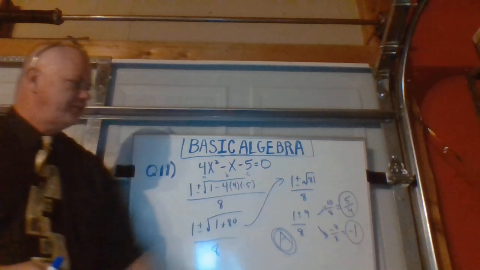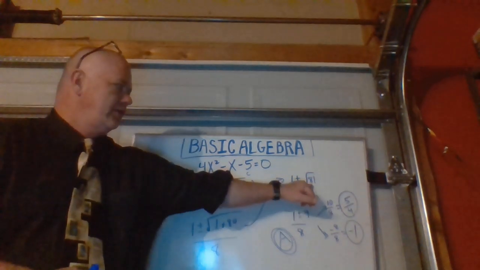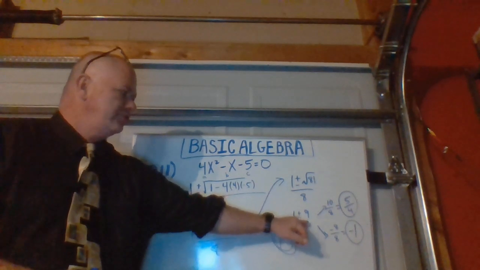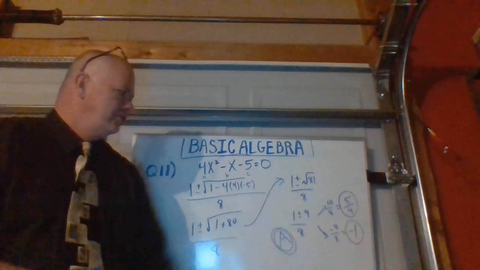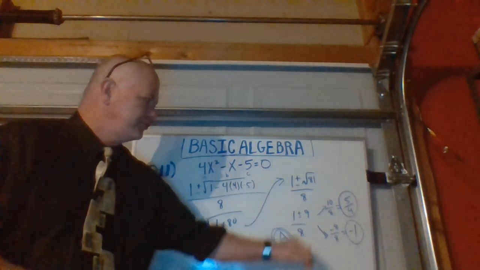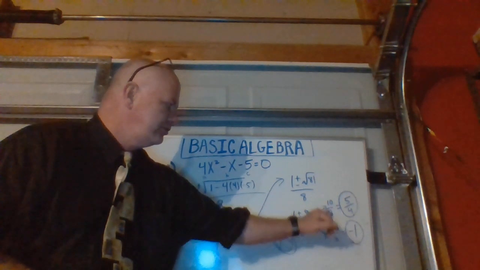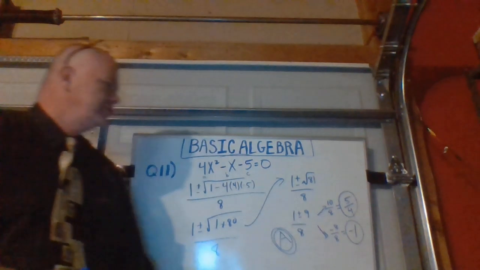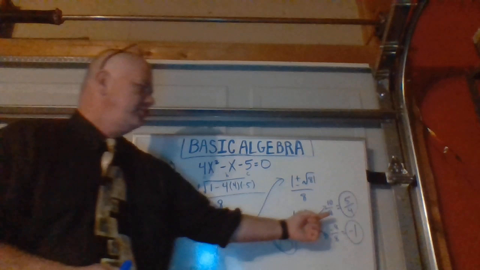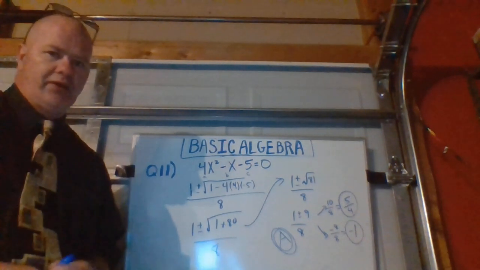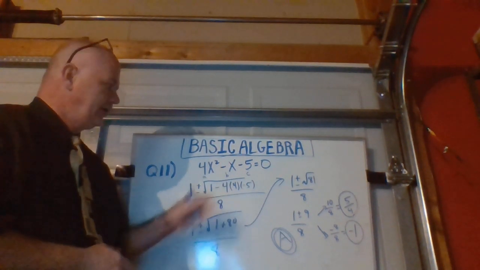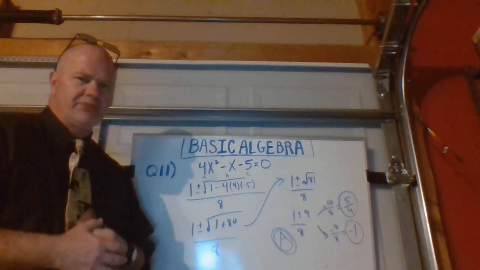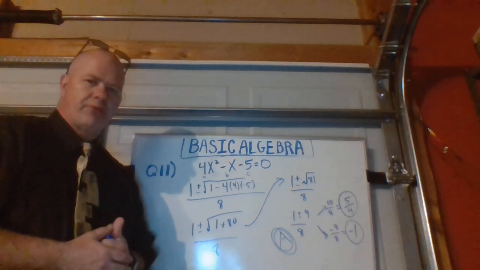So I rewrote that over here. I know the square root of 81 is 9, so I got 1 plus or minus 9 over 8. I like to rewrite that situation. I put 1 plus 9 over 8 and 1 minus 9 over 8. So you can see how I simplified to get my final answers here. Again, quadratic formula, you want to go step by step. Make sure you're doing your arithmetic correctly.